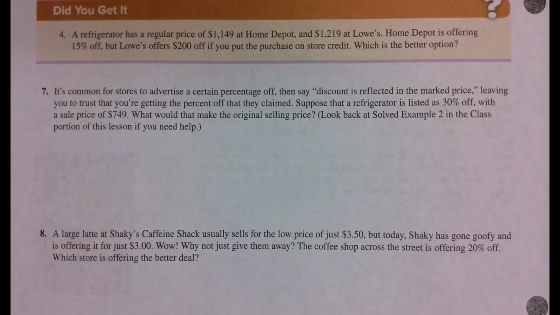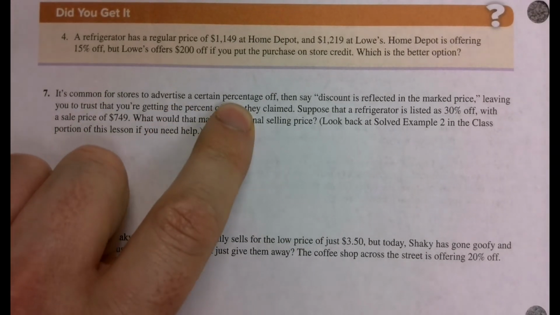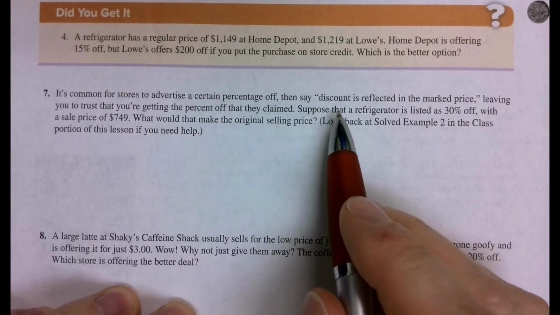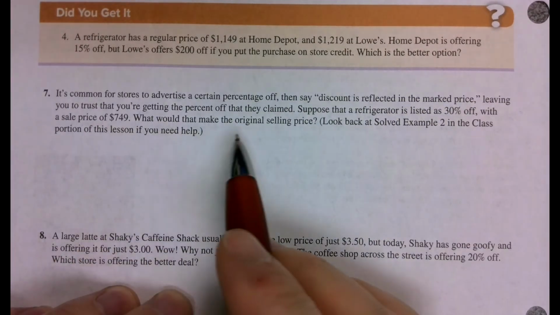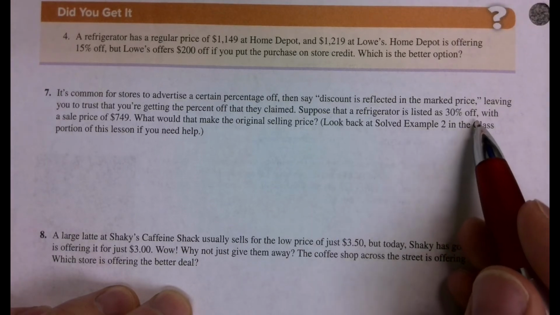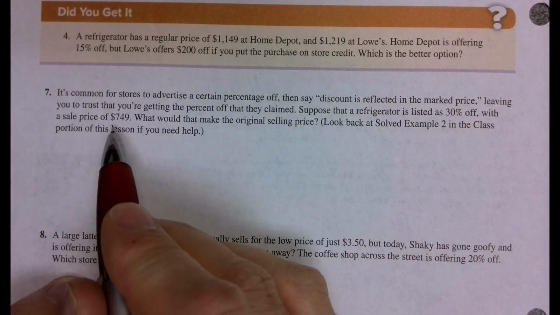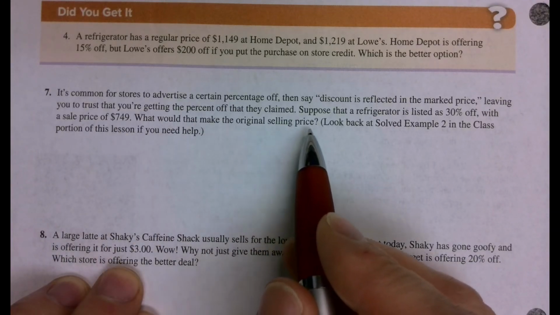Last couple questions of this section. So for this one, it says it's common for stores to advise a certain percentage off, then say the discount is reflected in the marked price. And then you just have to trust that their math is good. So here we go. Suppose the refrigerator is listed as 30% off with a sale price of $7.49. What would that make the original selling price?